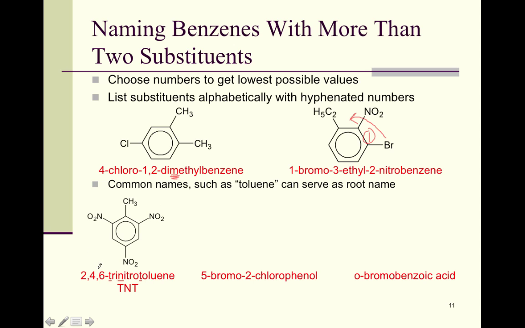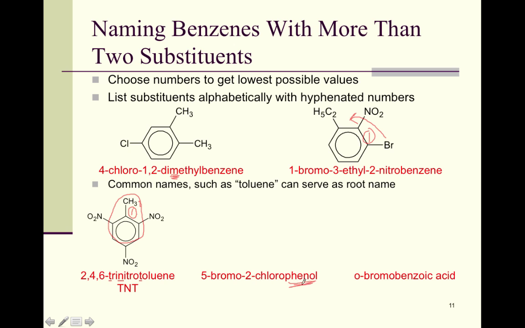2,4,6-trinitrotoluene. I underline the TNT because this is TNT. Here is the toluene piece. This gets to be carbon number 1. And this is a very symmetrical molecule. So if I went clockwise or counterclockwise, I'd still get the same numbers for my 3 nitros.